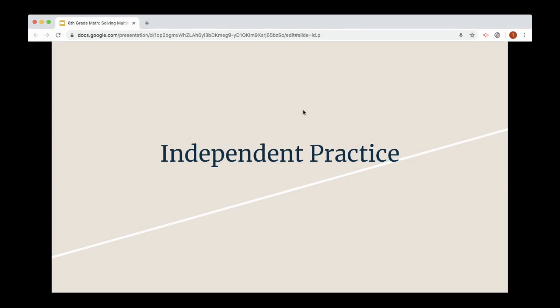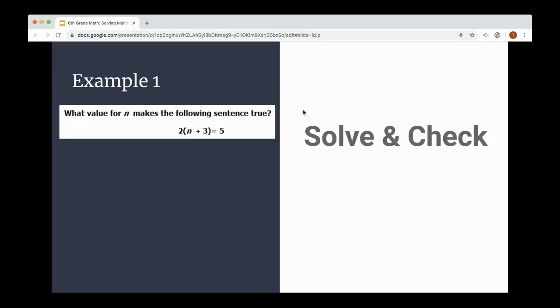Great. Now it's time for some independent practice. There's going to be a couple practice problems that we are going to do, and then you can check your work with our videos after.